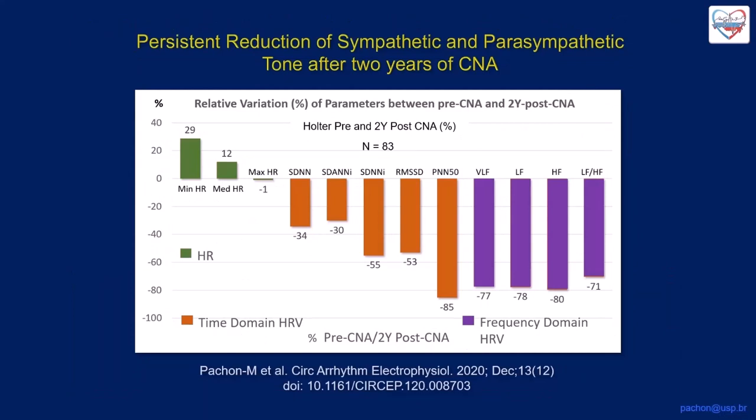Yes, it does. In a study of 83 patients undergoing cardioneuroablation and followed for 2 years with Holter, we found an important reduction in the parasympathetic and sympathetic innervation by using heart rate variability in time and frequency domain. There was a significant increase in the minimum and median heart rate, but no change in the maximum heart rate. There was a significant reduction of 34% in the SDNN and 85% in the PNN50. There was also a reduction in all parameters in the frequency domain from 71 to 8%. This data shows that cardioneuroablation promotes a long-term persistent reduction in both the parasympathetic and sympathetic innervation.